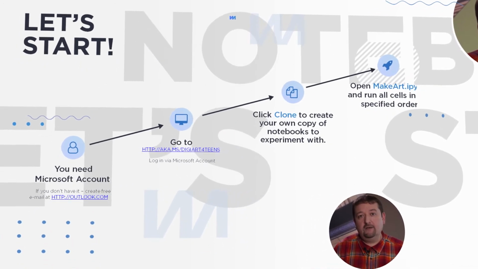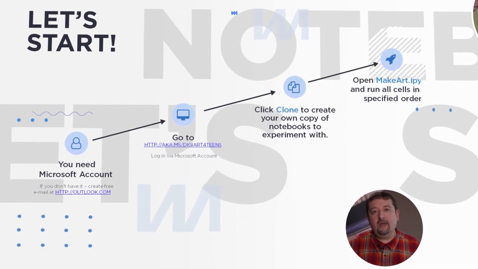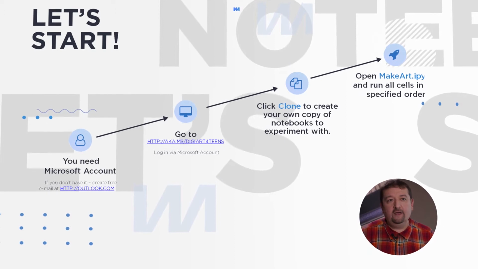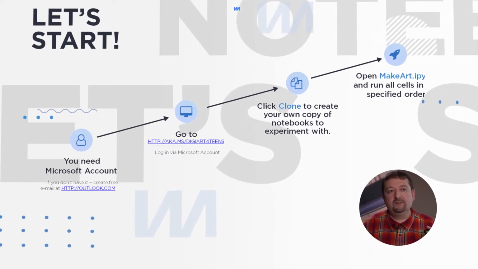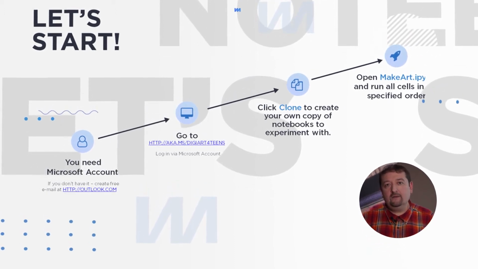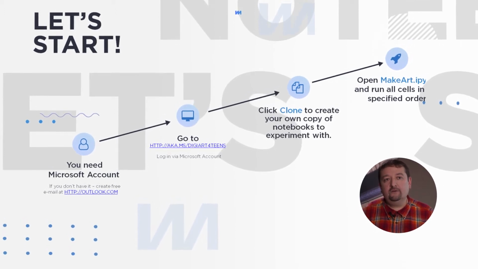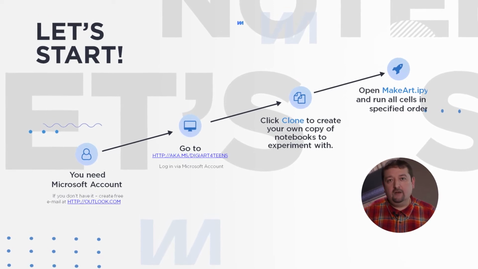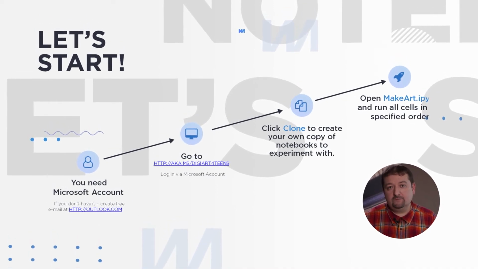So to start, you would need to go to the URL ak.ms/dgart14, and that's the address of the notebook with all sample code. You go there, you log in with your Microsoft account, you have your own copy of the notebooks, and then you start going. Let's see how it goes.